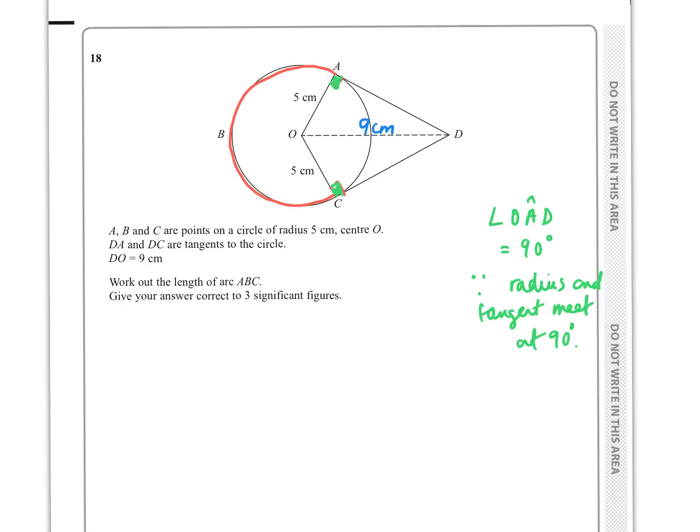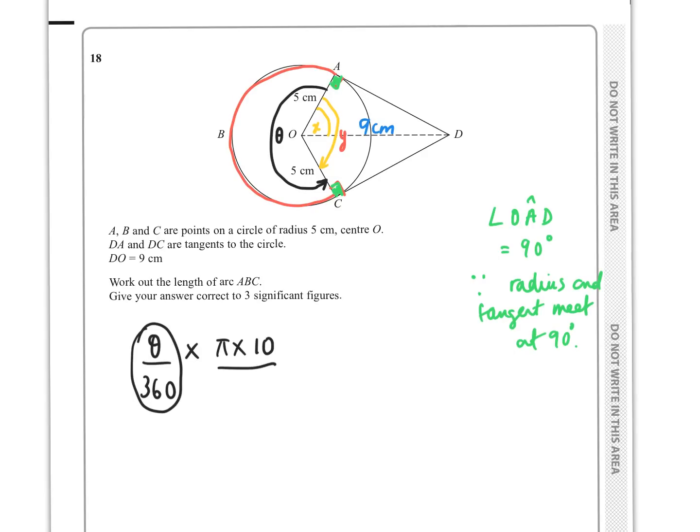And then to get into it really quickly, if we find this angle here, we'll call that angle X. If we double it, that will give us angle Y. And then if we take Y from 360, we'll get the angle we want here, and we can call that theta. Once we've got theta, we know that the length of the major arc ABC would be that fraction of 360 degrees of the whole circumference. The circumference would be pi times the diameter, the radius being 5, so the diameter is 10. So we can just do some simple trigonometry to work this out.